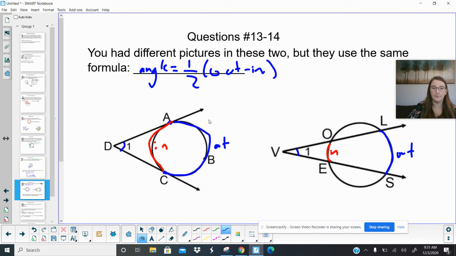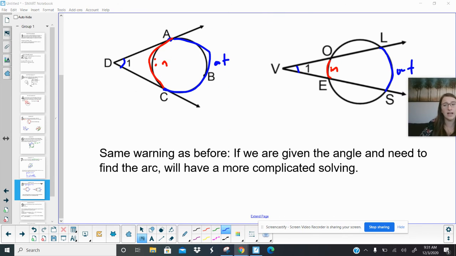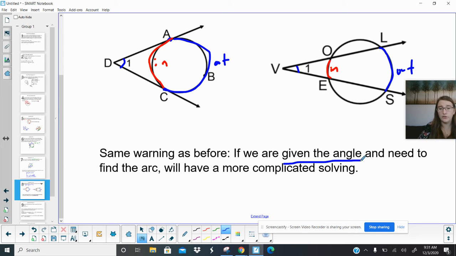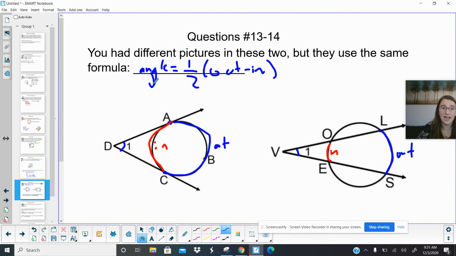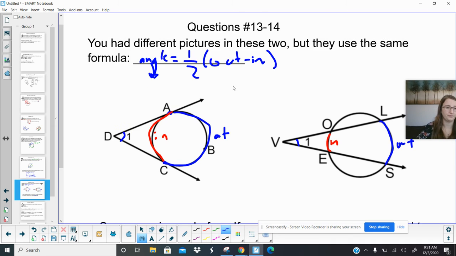You had to be careful with that. Now, this is the same warning as before, though. If you are given the angle and you need to find the arc, you will have a more complicated solving. You're going to plug into the angle position, and you're going to have to solve for something over here. So once more, if you go back to your test right now and you read angle 1 equals, and you're like, whoa, I don't know how to deal with that, ask me, send a picture, and I will help you get this set up and kind of go from there.